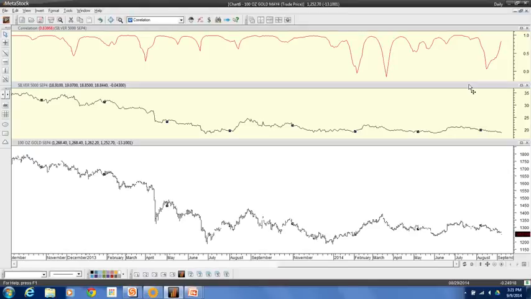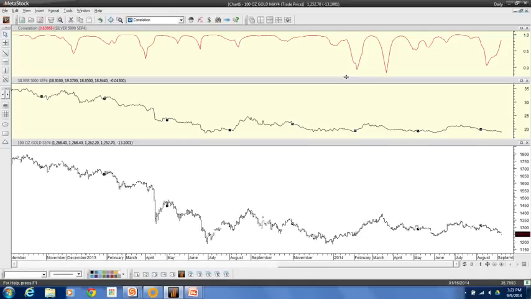So if you were looking for things that moved similar to each other, you would want to watch the correlation to see if it's moving out of sync. And if it's starting to move out of sync, that could be a different opportunity for you. Okay, so that's a few examples of using correlation with price.